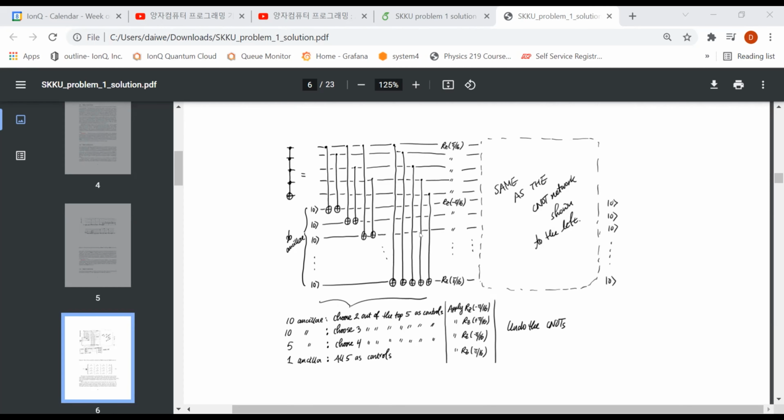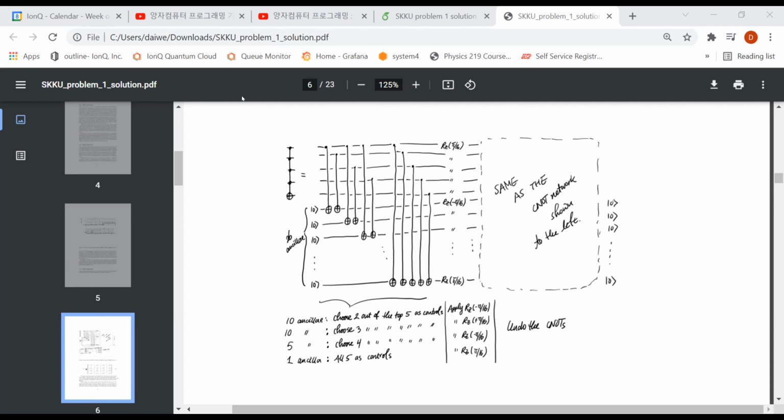Now, control Z, if we take a look at what it does, sort of formulaically, what it basically does is that if we have a state, say A, B, C, D, E, where the letters are Boolean values, zeros or ones, it induces (-1) to the power of A times B times C times D times E, and then the state A, B, C, D, E.